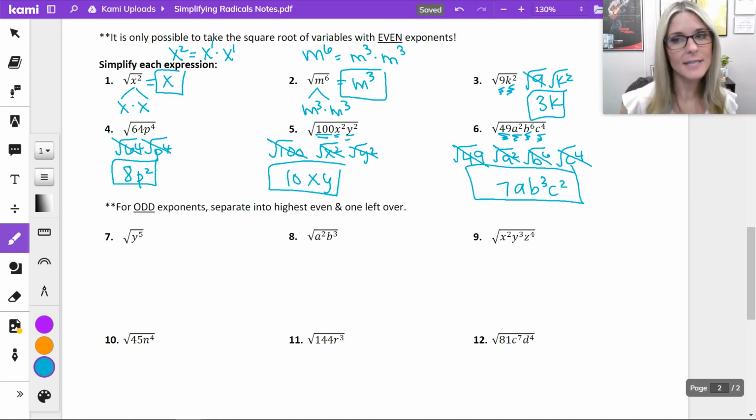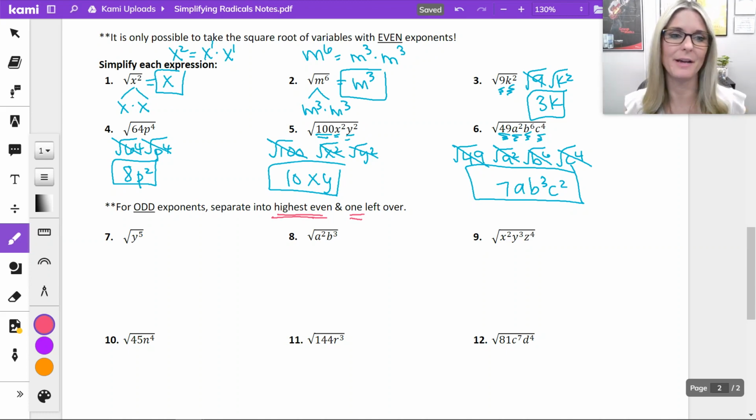All right, let's navigate. What if we have odd numbers as our exponents on our variables? So what we're going to do is we are going to separate it into as big of an even number as we can with 1 left over, which is why it's odd. And the odd is going to have to end up staying in the radical.